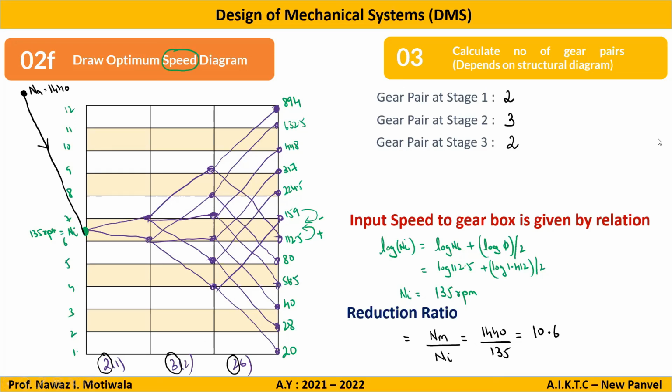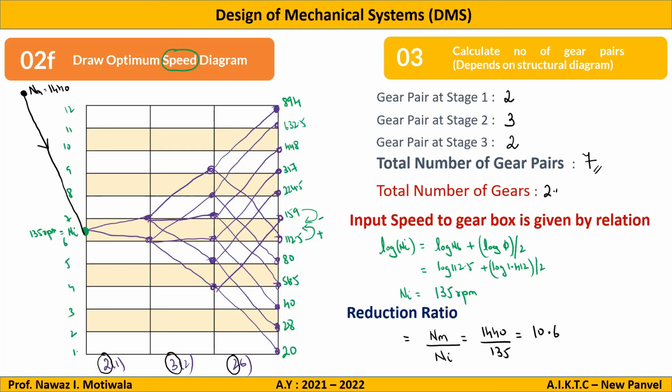Then we have to find out total gear pairs. So total gear pairs will be 3 plus 2 is 5 and plus 2 is 7. Mind well, again, these are the number of gear pairs, not number of gears. So if I want to find out number of gears, it will be 2 multiplied by 7, which is equal to 14. So from here, we came to know that we have to design a gearbox which is having 14 gears, and we have to do the calculations for number of teeth for 14 gears. So let us start with that.